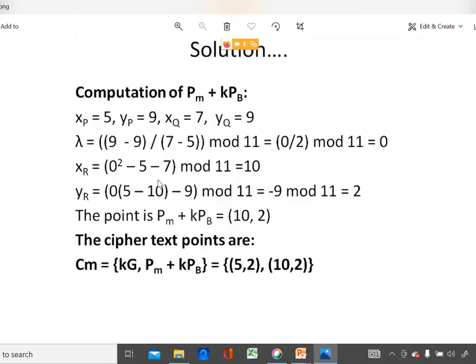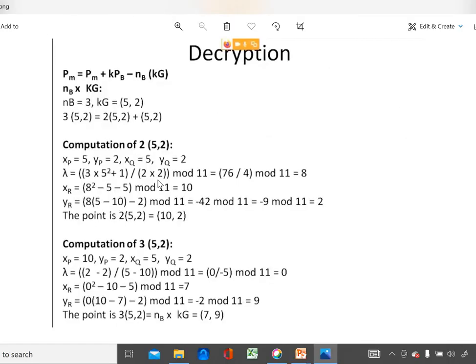Yeah. So this one is calculated here now. In the decryption part, you can see here, we need to calculate PM plus KPB minus NB into kg. So first we will calculate NB into kg. We know that NB value is 3, which is given, and kg value we have calculated as (5, 2).